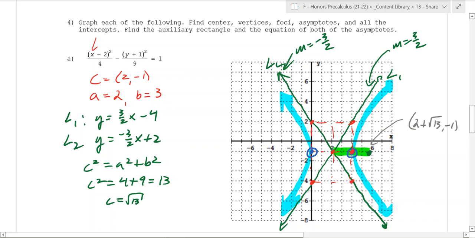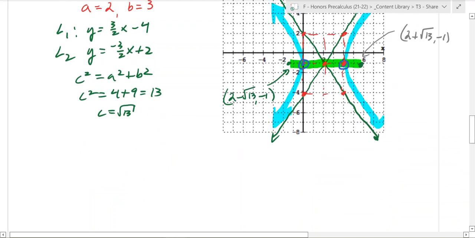And then we go back the other direction. We go back 4, a little bit more than 4. So it's going to be right about here. So we know that this distance right here is also going to be that c value. So that's going to be (2 minus the square root of 13, negative 1).